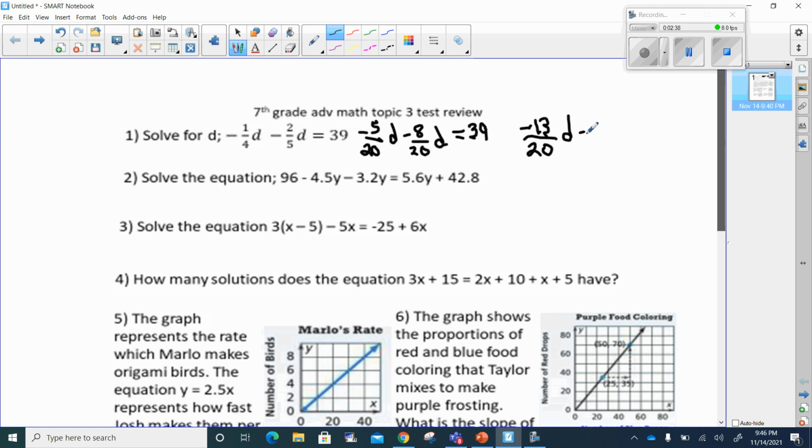Now it's got to be equal to 39. Now I know the only way I can get rid of this negative 13 over 20 is to multiply it by the inverse. And the inverse will be negative 20 over 13. Now I have to remember the rule. Whatever I multiply to one side, I multiply to the other side.